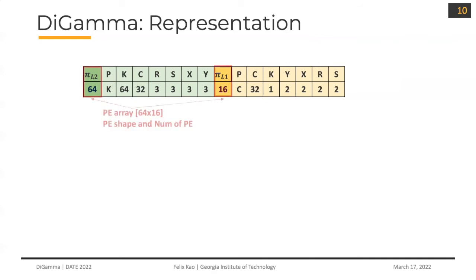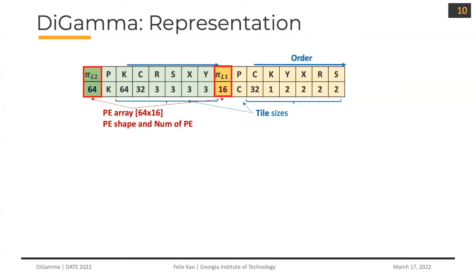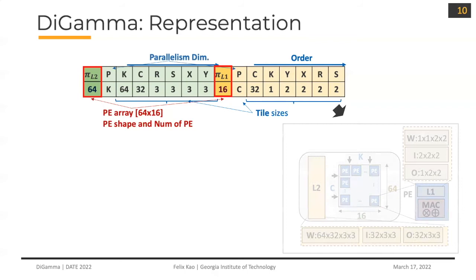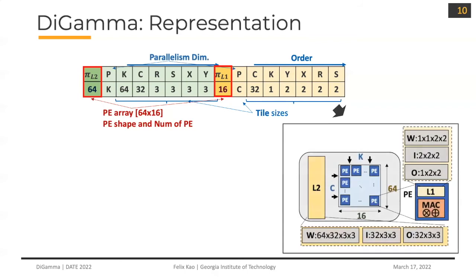You can see that we have a 16 by 16 PE array, and the tile size of each mapping dimension is shown here. And the ordering of the for loop of convolution is represented like this. And the parallelism dimension is noted here. And here we are showing a 2D parallelism with KC parallelized. This representation will infer an accelerator design point like this.